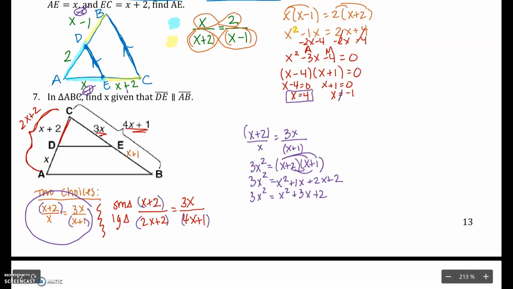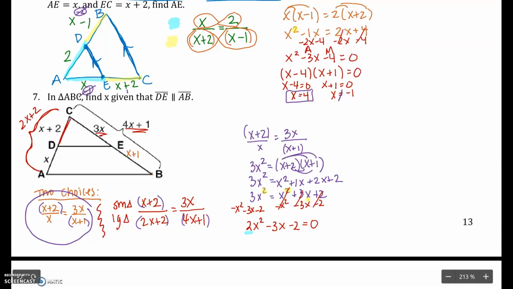But either way, I see that I have an x squared and a regular x. That means it's quadratic and it needs to equal 0. So I want a positive x squared whenever I can, and everything to be with it. So I'm going to move everything over to the right side in this particular one. And I'm going to combine all these like terms. So I'm going to have 2x squared minus 3x minus 2 equals 0.